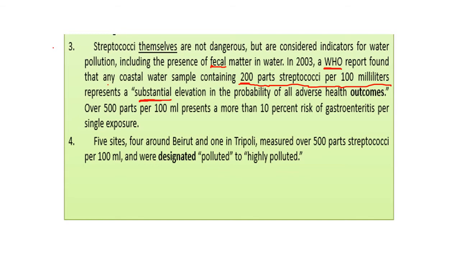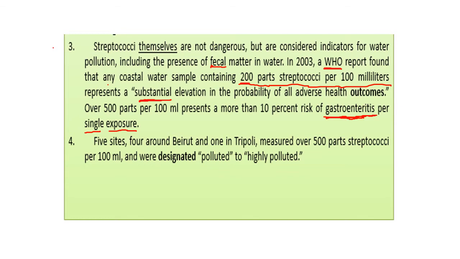Over 500 parts per 100 milliliters. What does that mean? 200 parts per 100 milliliters means that in every 100 milliliters, you have 200 parts Streptococci. Over 500 parts per 100 milliliters presents a more than 10% risk of gastroenteritis, this disease we talked about, in the lining of the stomach and the intestines, per single exposure. What does it mean, single exposure? You swim once in this water and you get gastroenteritis.